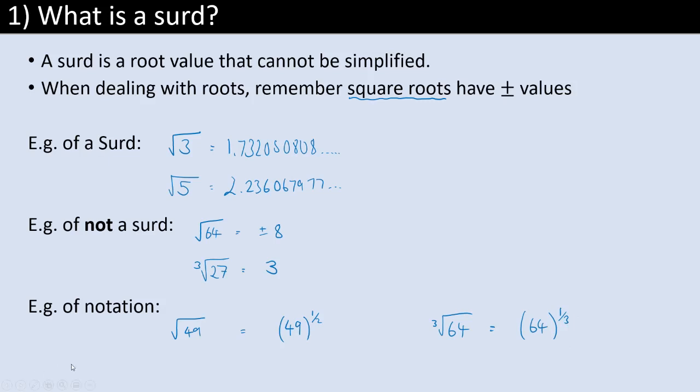So this is an example of what surds are. They are ways for us to write horrendous decimals instead using root notation. We have things which are not surds because these things can be simplified. And we have the notation where we can use powers of a half, or powers of a third if we're talking about cube roots. So that's the first thing, that's what a surd is.